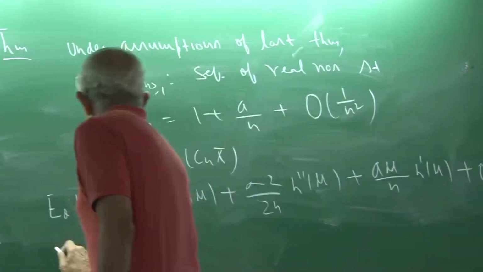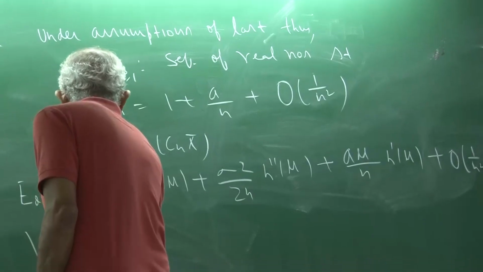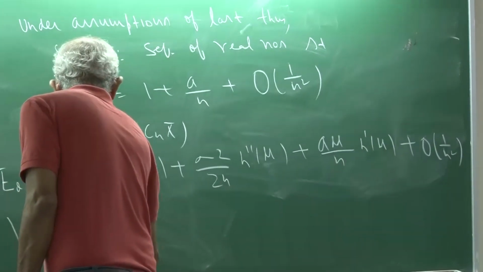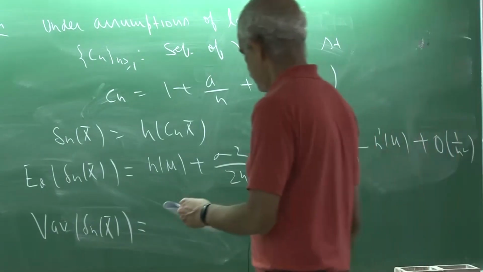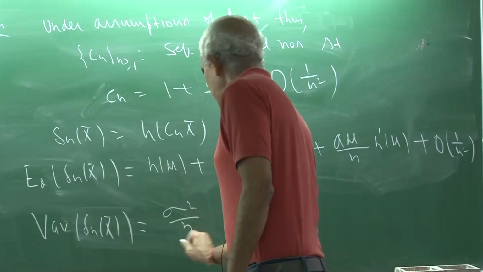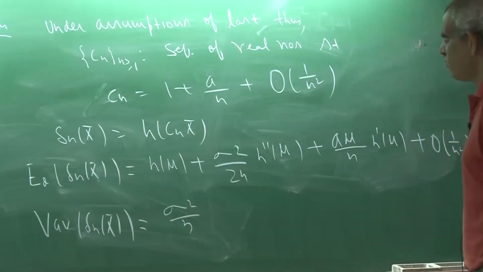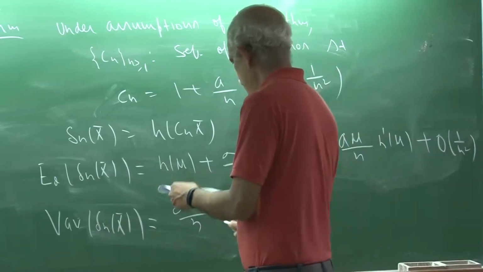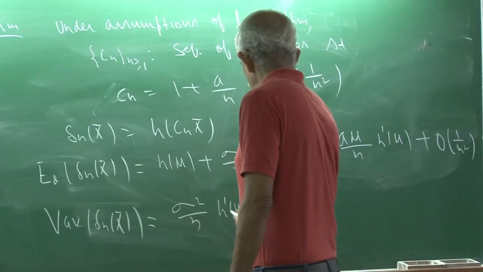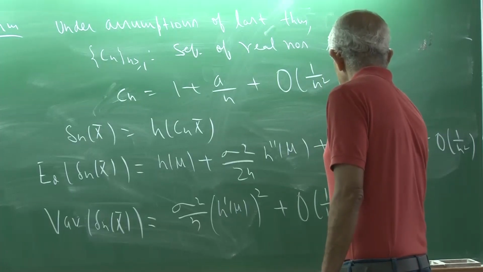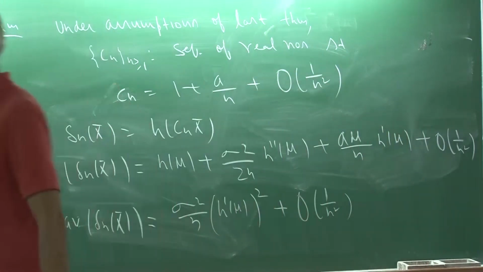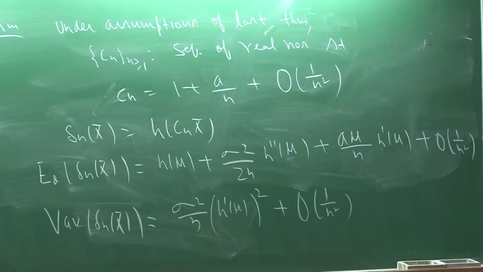And then the variance of delta n x bar is the same as sigma square by n. So this is the same as the earlier one, which is the same as the variance of h of x bar, sigma square by n (h prime mu) whole square plus big O 1 upon n square. Let us see the proof. The proof is exactly on the same lines. You have to use the Taylor series expansion. So let me give the proof.